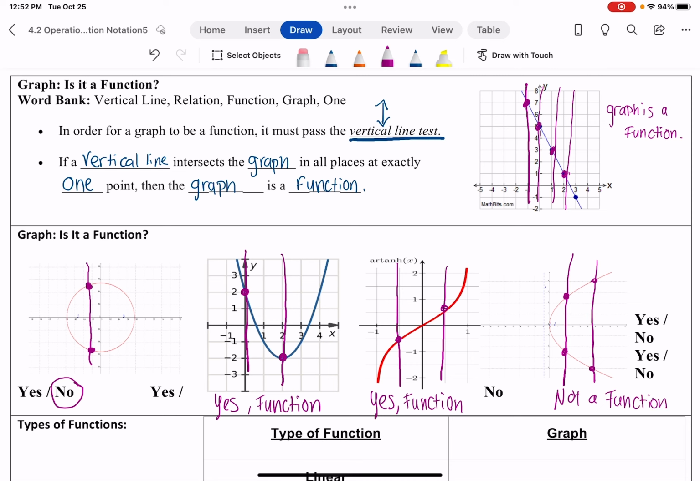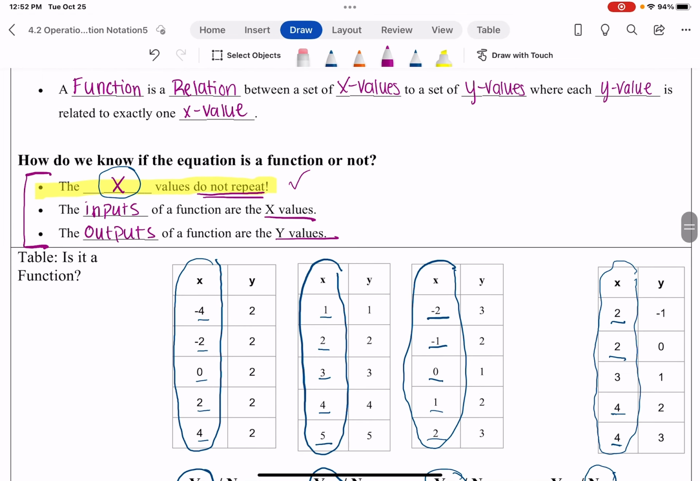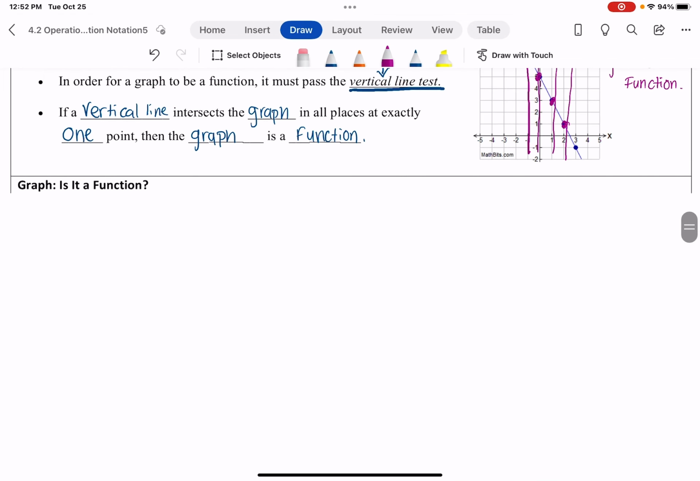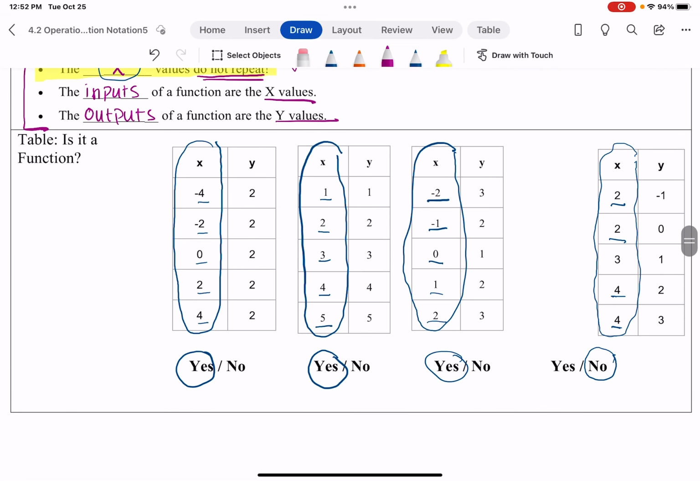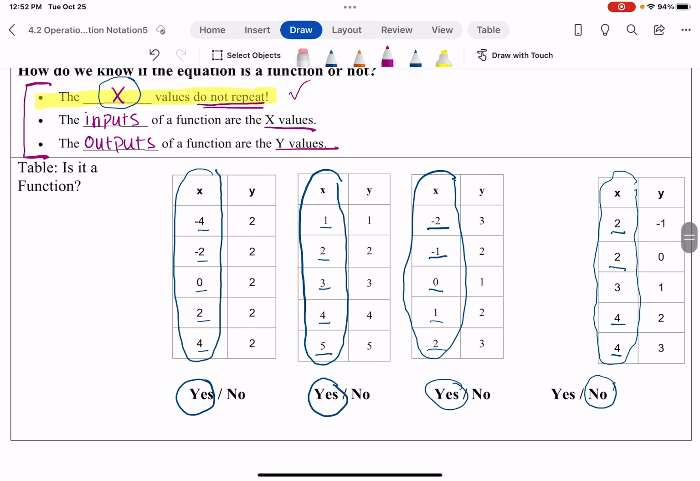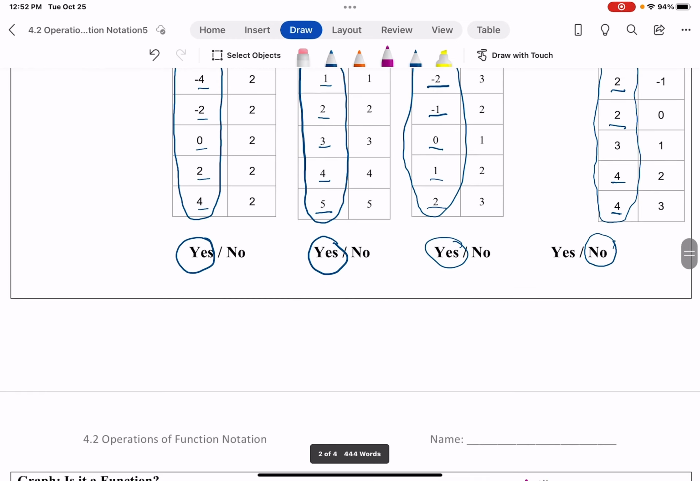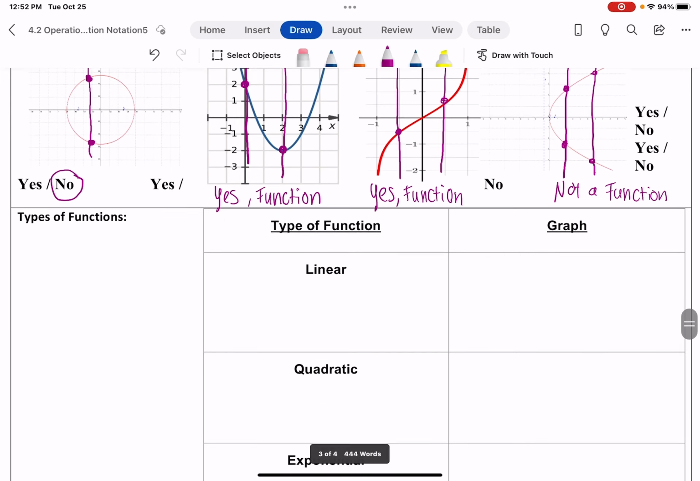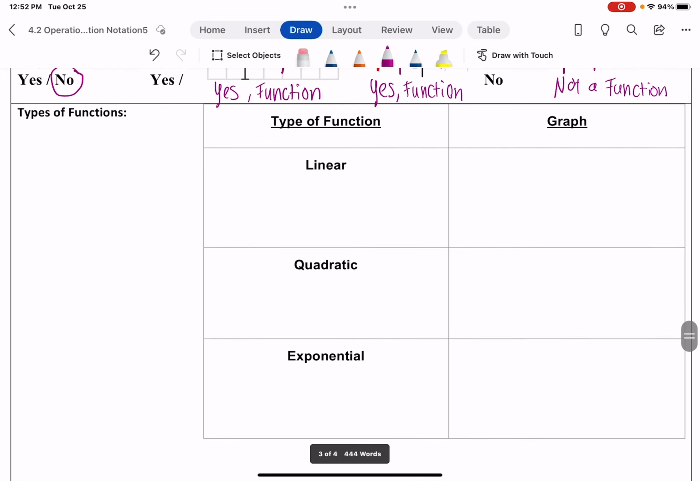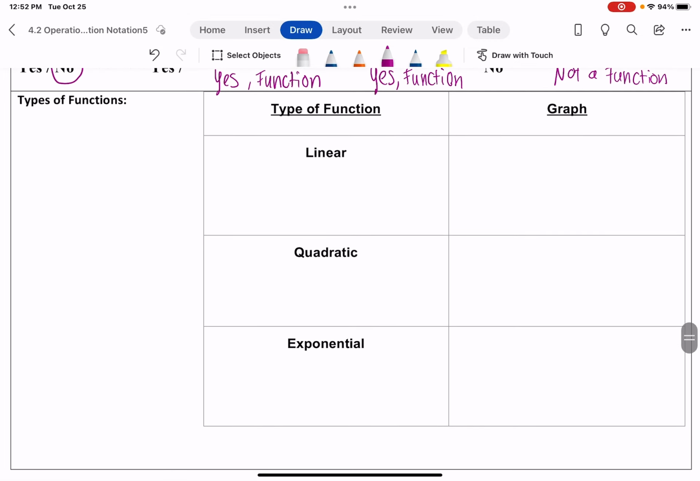So you have 2 ways. You can't have repeating x values, which is what we saw in our tables. Let me go back up. There we go. So you can't have repeating x values as we saw in our tables. And then it has to pass the vertical line test to also be a function. Now, the very last thing that I want to go over before we're finished with these notes, and that way you guys can practice, are the 3 different types of functions.